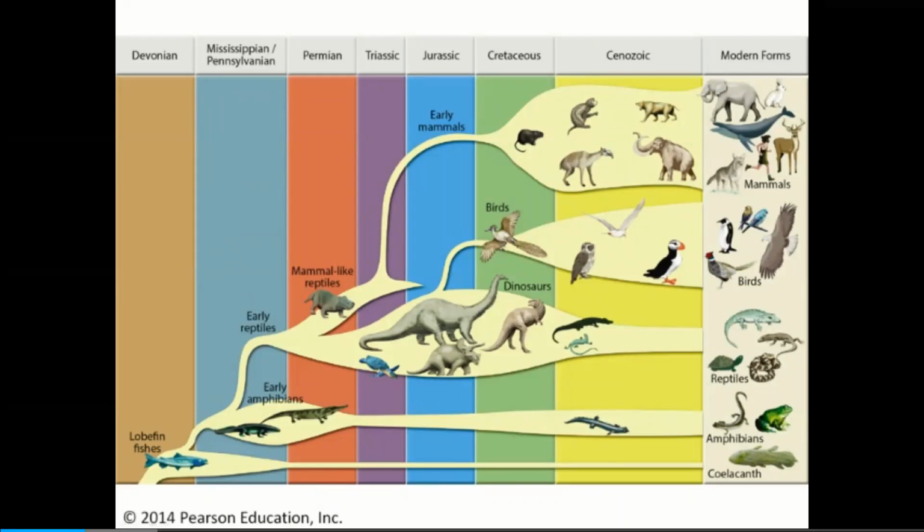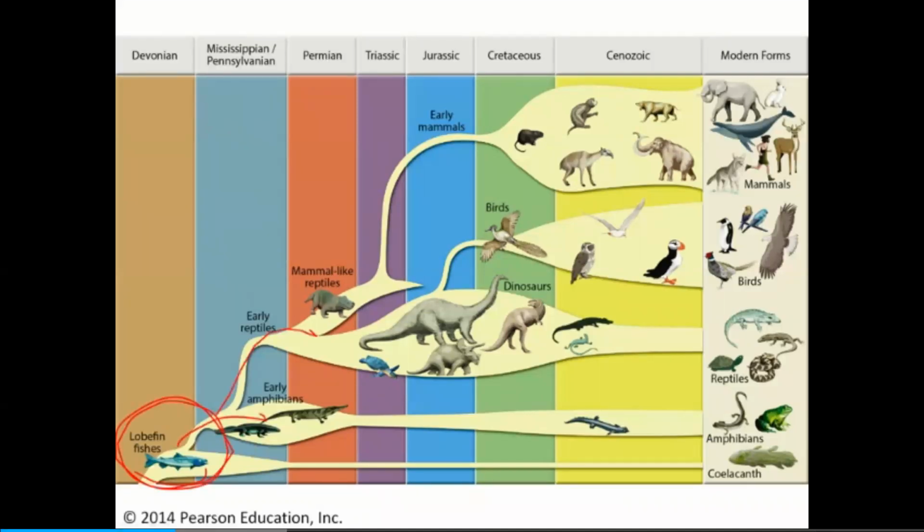And all tetrapods are vertebrate animals. So basically most of the animals that you're familiar with are going to be tetrapods if they have a backbone. The exception to that would be fish. Fish have backbones, but they don't have 4 limbs. But all tetrapods are derived from lobe-finned fishes. So lobe-finned fishes are the probable ancestor of the very first amphibians.